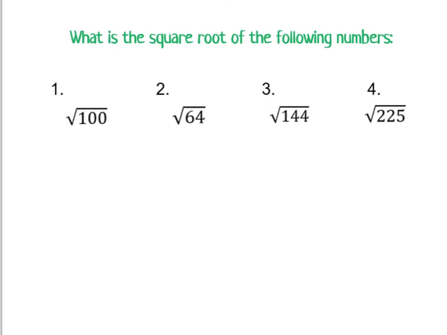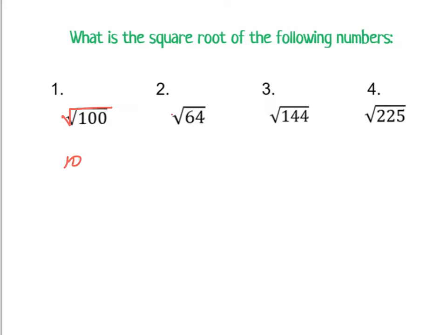So let's find the square root of the following numbers. So for number 1, the square root of 100. Again, that's what this symbol means, the square root of 100. What is a number that when I multiply it by itself gives us 100? And that's going to be 10. So the square root of 100 is 10.